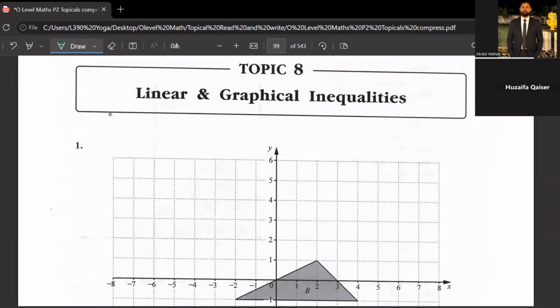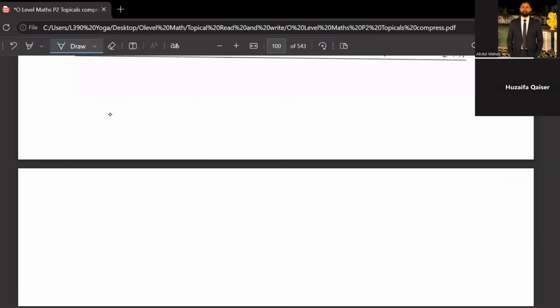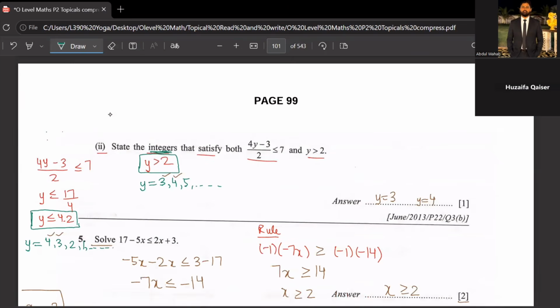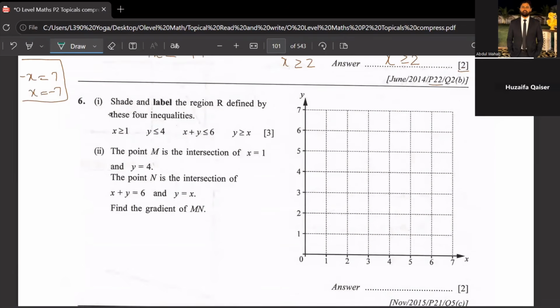Now, move to the question which comes in the inequalities in the form of graph. Let's say we just start with a blank graph in which the lines are not present. We need to draw the lines by ourselves. Now, if you see question number 6, shade and label the region defined by these 4 inequalities. 4 inequalities are given here. You can easily see the less than, greater than signs are there. So these are the inequalities.